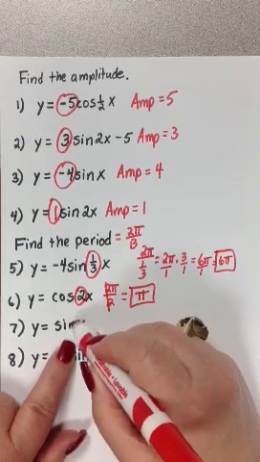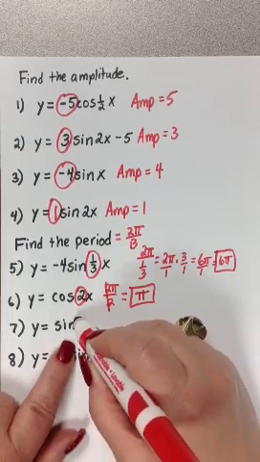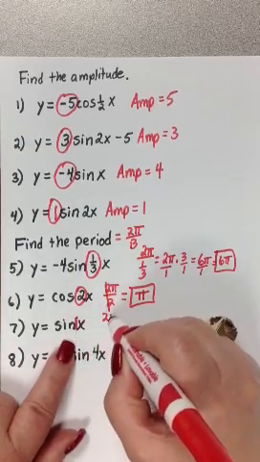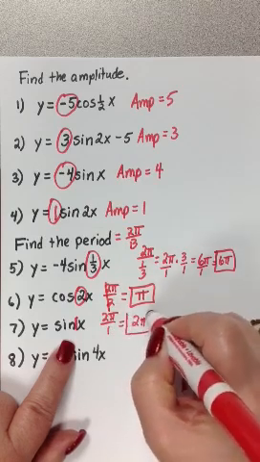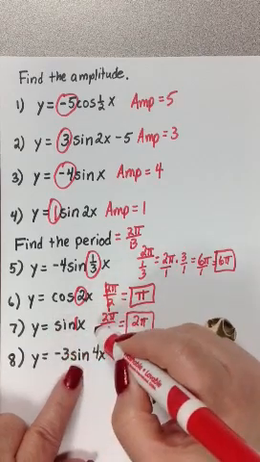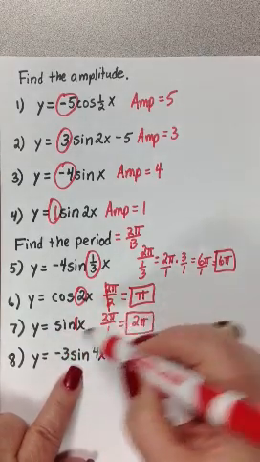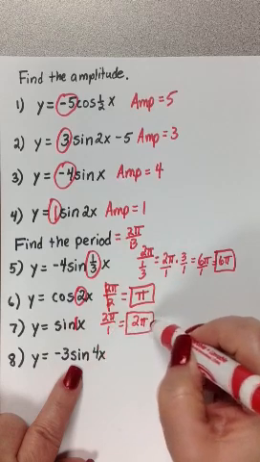Next one, the number here is just 1. It's an assumed 1 there, so it would, I guess, be 2 pi over 1, which is just 2 pi, which is also the fundamental period. Of y equals the sine of x, the fundamental period is 2 pi. So if there's no number in front of the x, it's always 2 pi.